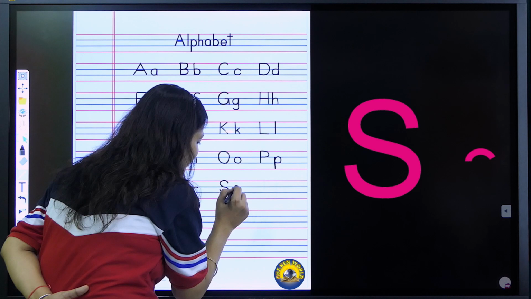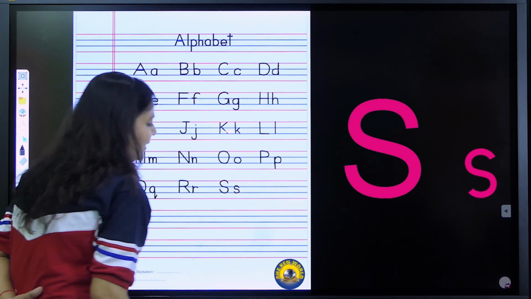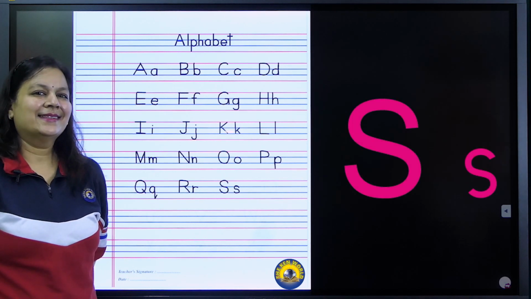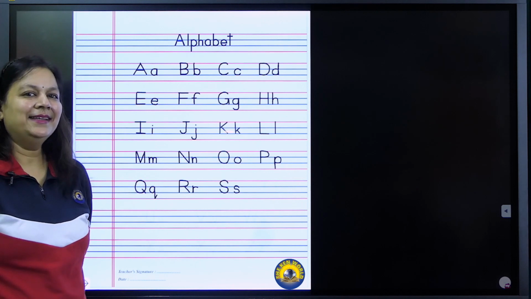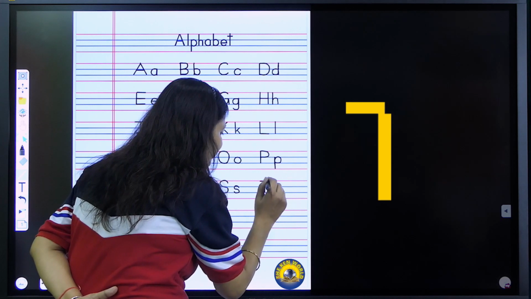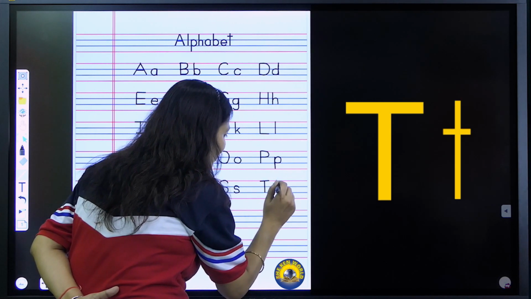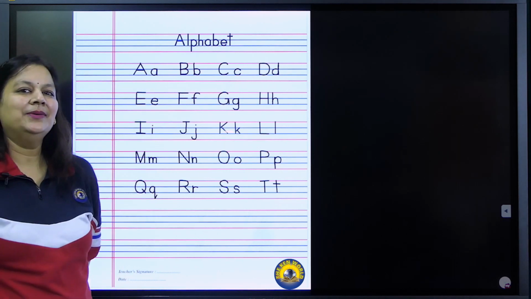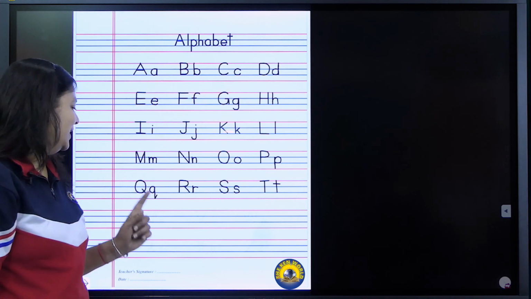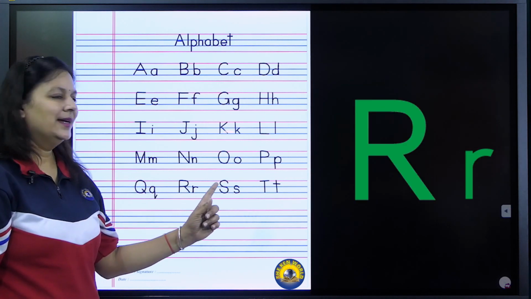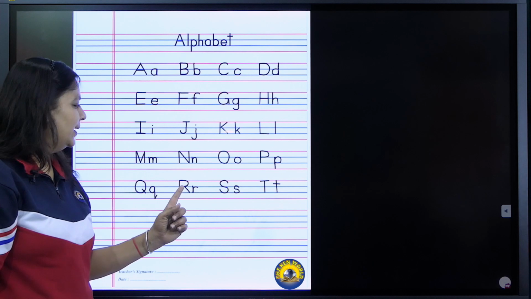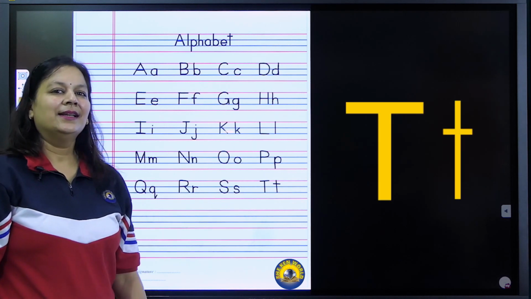Uppercase S, lowercase S. Speak loudly. S, S, S. The next letter is T. Uppercase T, lowercase T. Speak aloud. T, T, T. Let's revise. Q, R, S, T. Practice for one more time. Q, R, S, T. Let's move forward.